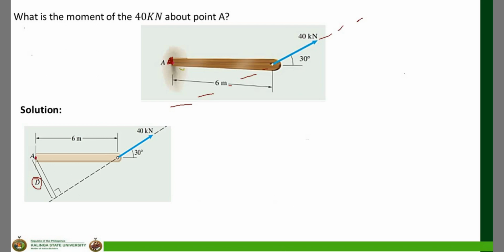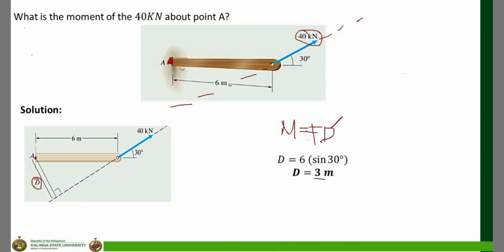Then, from that, the equation for the moment is force times distance D. So we need to determine F and D. F is given, our F here is 40 kilonewtons. So we only need D. The answer here is 3 meters.